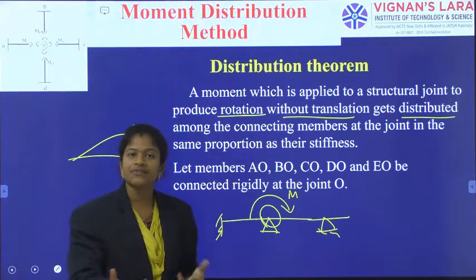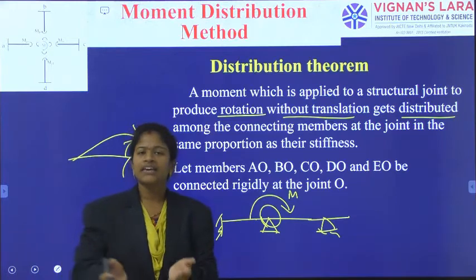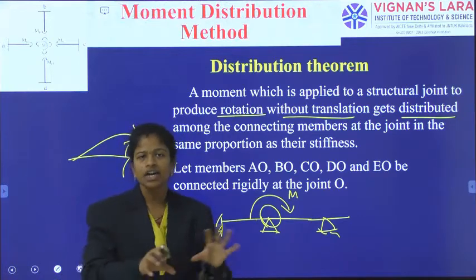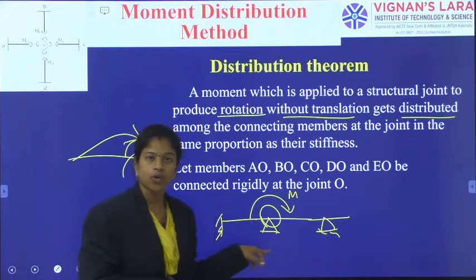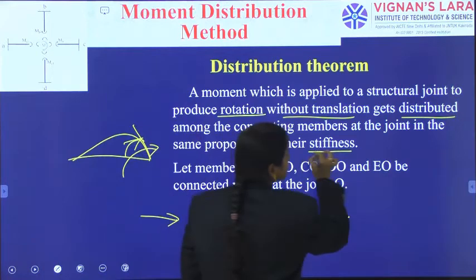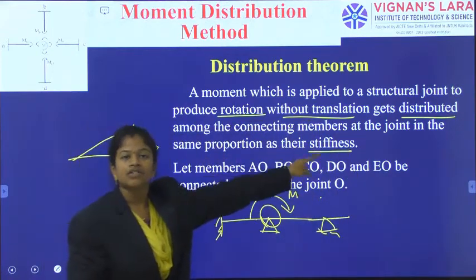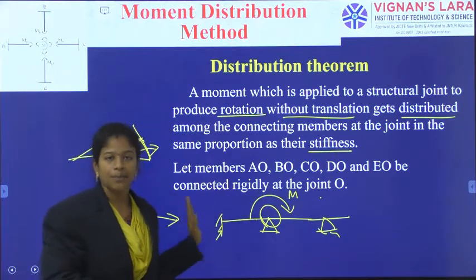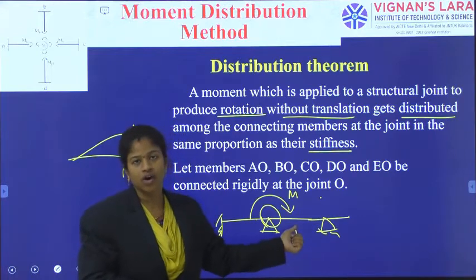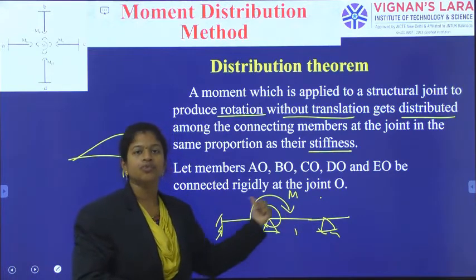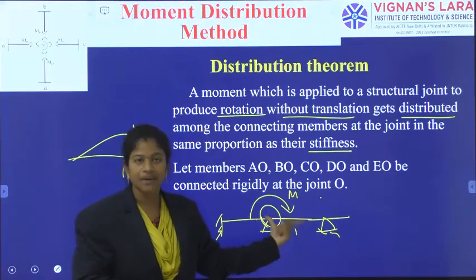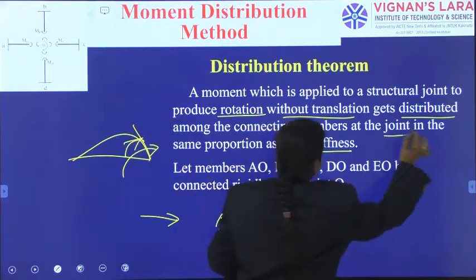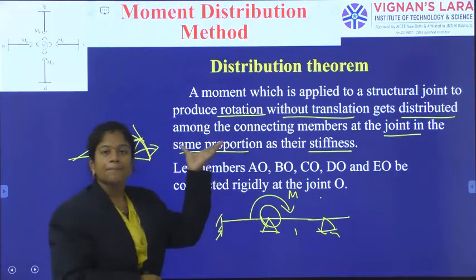How? Based on which reference will they get the distribution? If some work has been done, how do we distribute? This person has done more work, this person has done less work, and like that we distribute the money. Like that, here also, based on the stiffness parameter of the member, the moment will be distributed among the members connected at a joint. At a joint, the moment distribution will be according to the stiffness, based on the proportion of the stiffness.